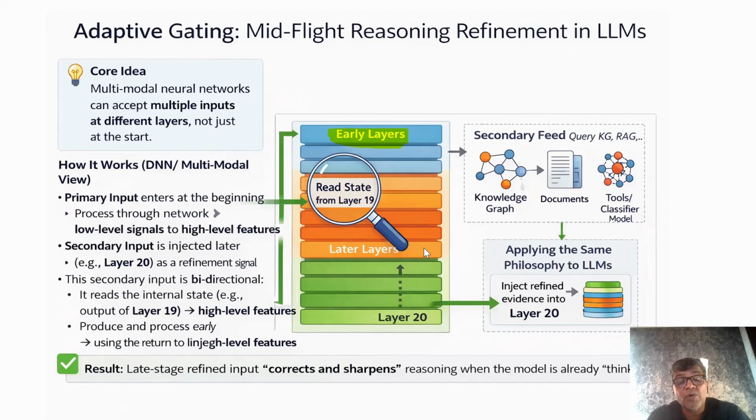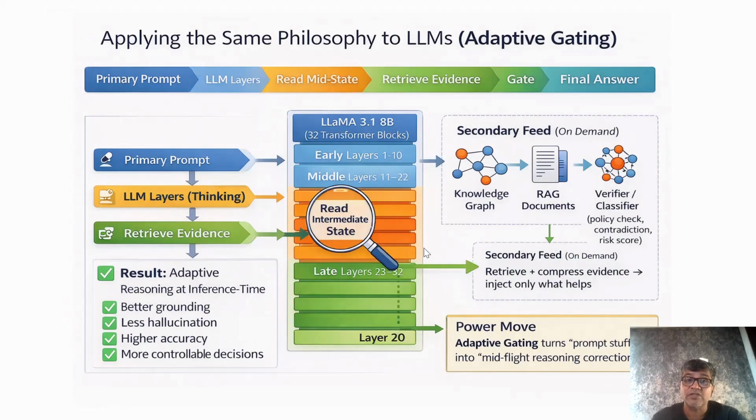Obviously, the secondary input can be bidirectional by nature. In the sense, you could read the values of the later layers, and then based on that, provide an input which is more suited for it. So you could throw in a classifier, a knowledge graph or documents. That helps a lot in getting the accuracy of the model to a better level. Now, taking the same concept, we did the same thing.